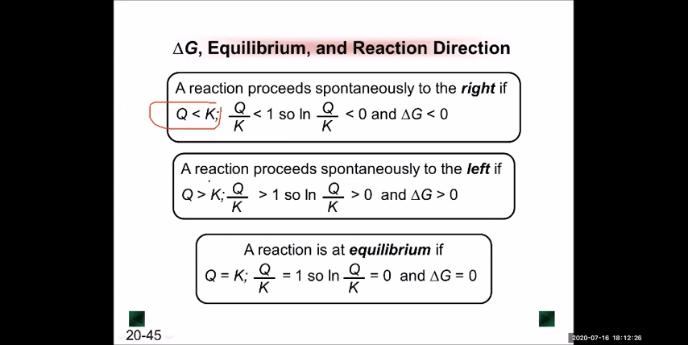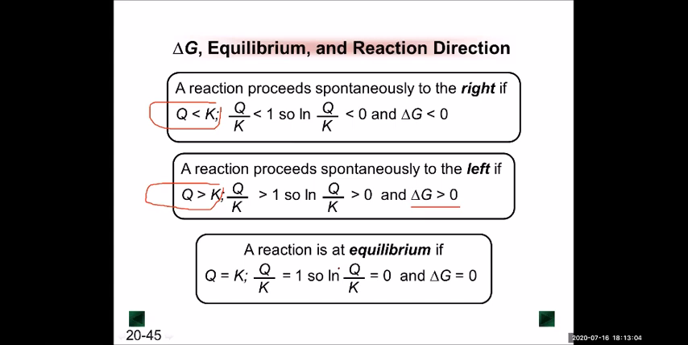If the quotient is too large, if Q is larger than K, as we predicted in the equilibrium chapter, it means the reaction will shift to left. That means the forward process is non-spontaneous. Forward non-spontaneous. It will shift to left. So from reactant to product is non-spontaneous. From product to reactant, it actually becomes spontaneous.